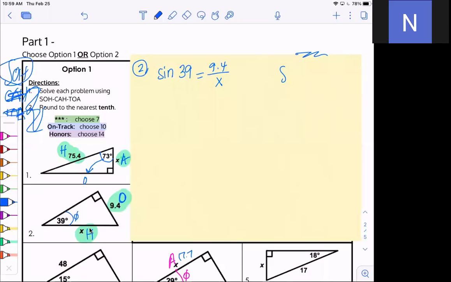Yeah. It is technically unknown, right? Like we actually don't know it, right? But we also don't care about it. It's not the thing we care about finding. We care about finding the hypotenuse.